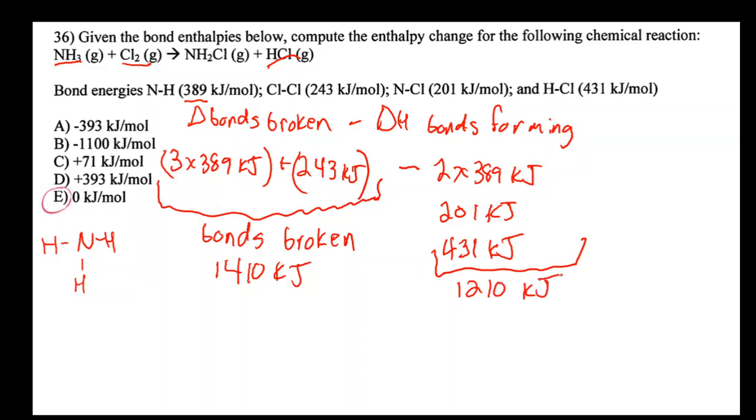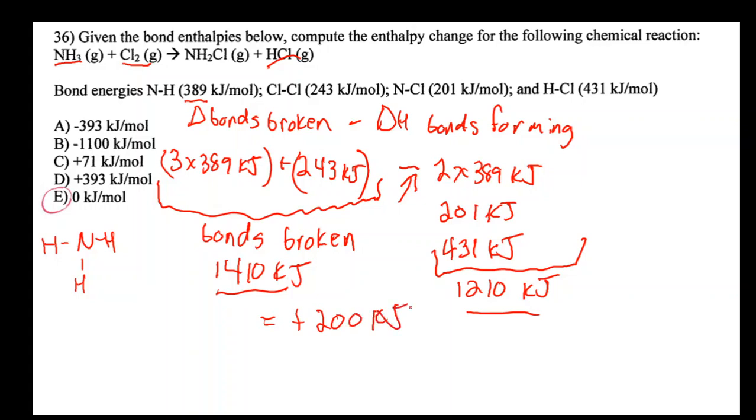I'm off by 200. The reason we put this negative sign is because bonds forming is an exothermic event. So that's why this negative sign occurs here. Then you essentially just subtract this from this, which should give you plus 200 kilojoules.